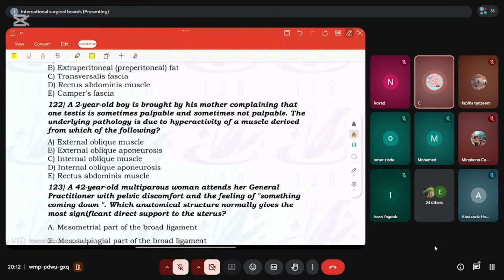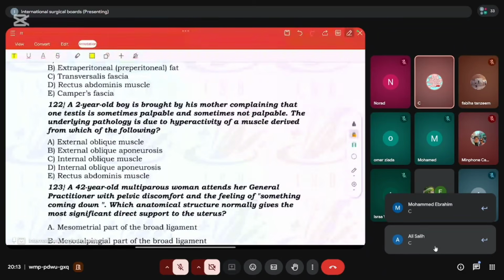A 3-year-old boy is brought by his mother complaining that one testis is sometimes palpable and sometimes not palpable. The underlying pathology is due to hyperactivity of a muscle derived from which of the following? I'm going to go for the external oblique aponeurosis, but it's a bit of a guess because I've internal oblique muscle.